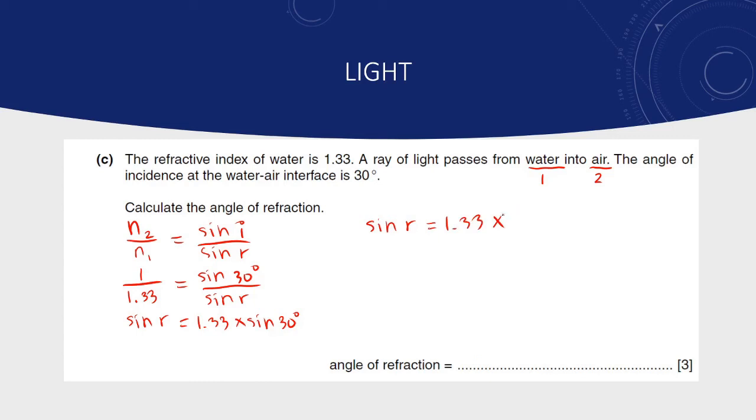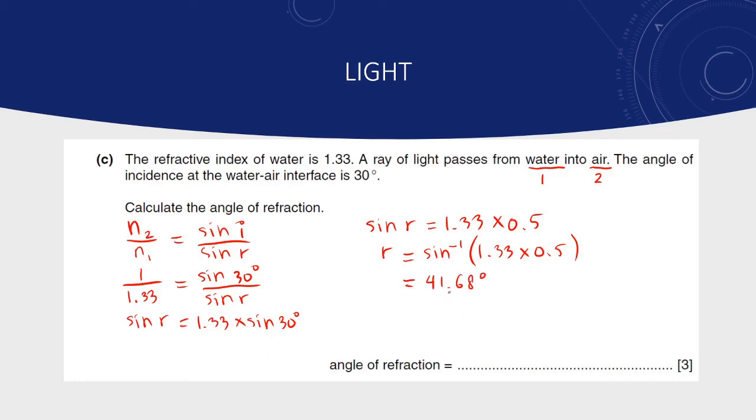You can use your calculator to find this value. Times 0.5. To find the value of R, use the inverse of the sine. So R equals inverse sine of 1.33 times 0.5. Use your calculator. On the calculator, you have to type exactly like this. Don't forget the brackets. Then the answer is 41.68 degrees.